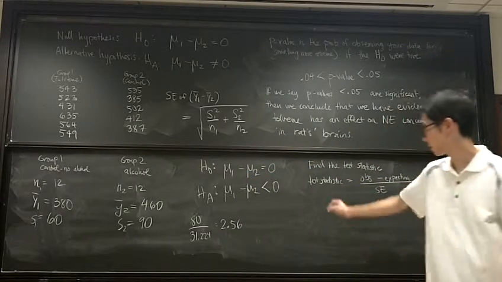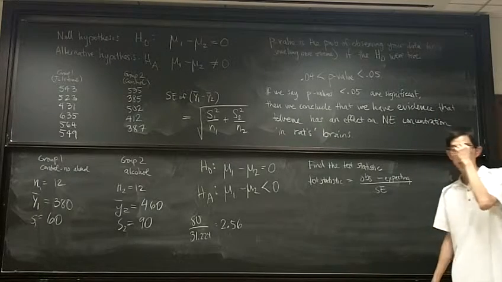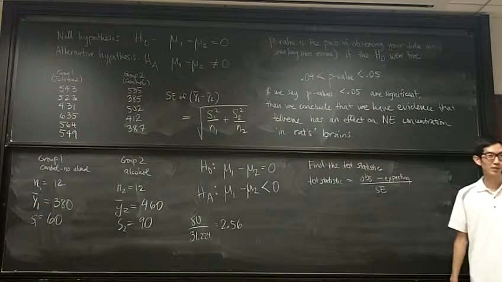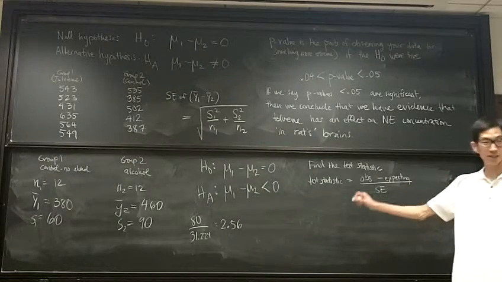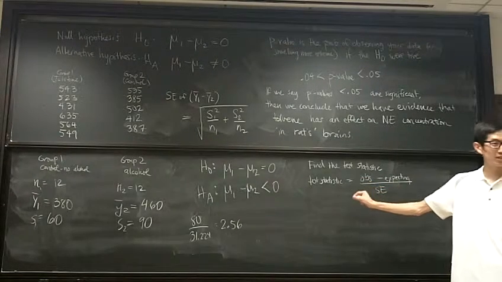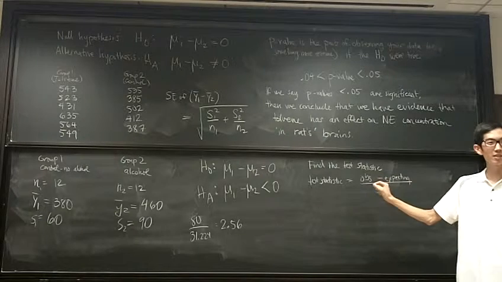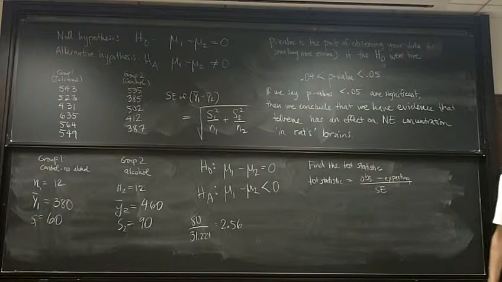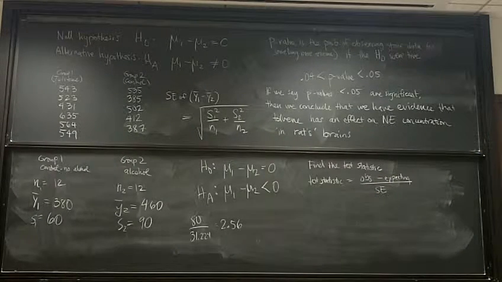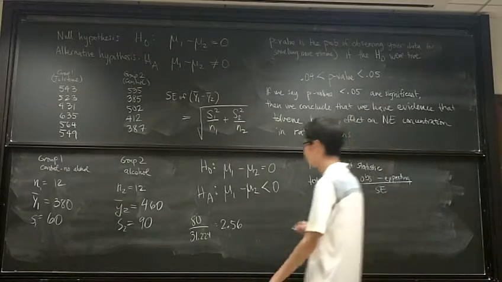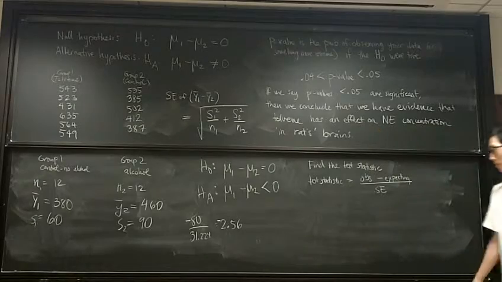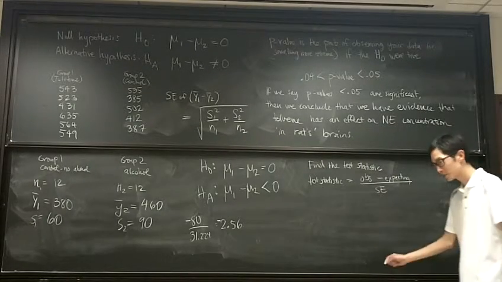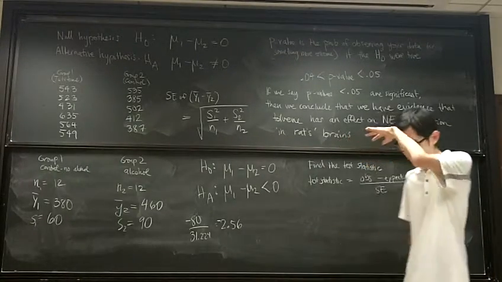I got a test statistic of 2.56. Did I do my math right? You guys did it right also. Are we good? Did anyone not get this? Yes, I have one question. When you subtract them and it ends up being negative, that was... Negative 2.56, yes. It does make a difference.